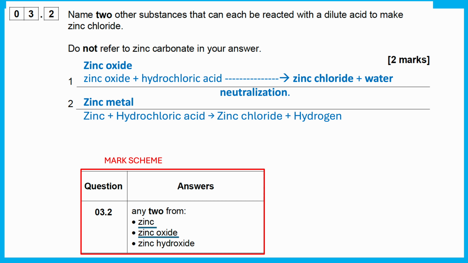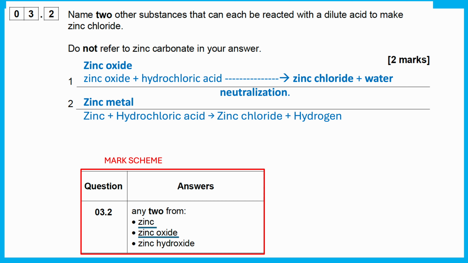Now, to answer our question will be easy. We can choose a neutralization reaction between a base and an acid to obtain zinc chloride, which is a salt. For this, we'll need zinc oxide plus hydrochloric acid. This is a neutralization reaction and will produce zinc chloride as salt plus water. This aligns with the second bullet point of the marking scheme.